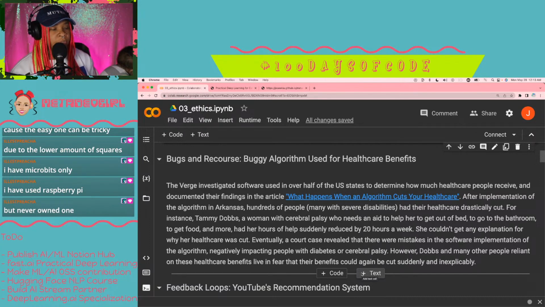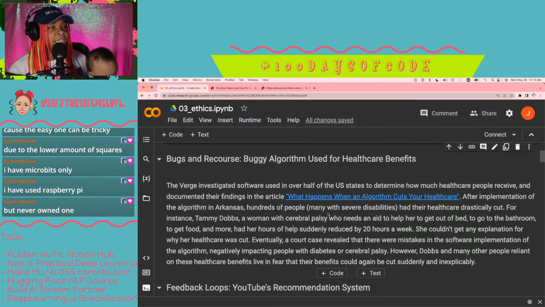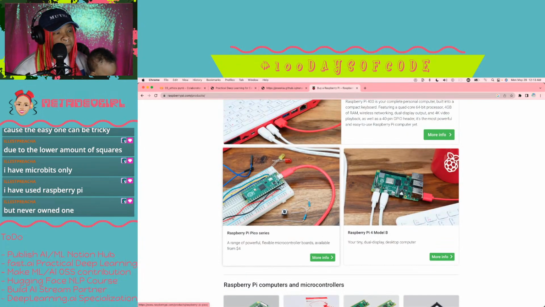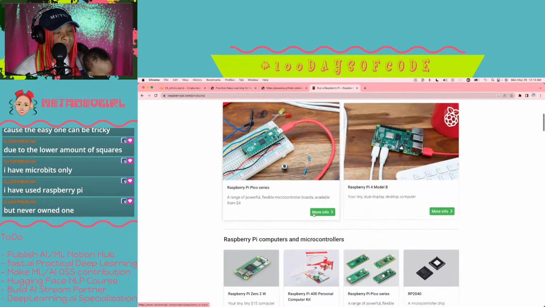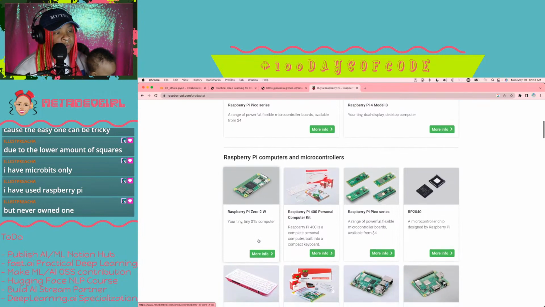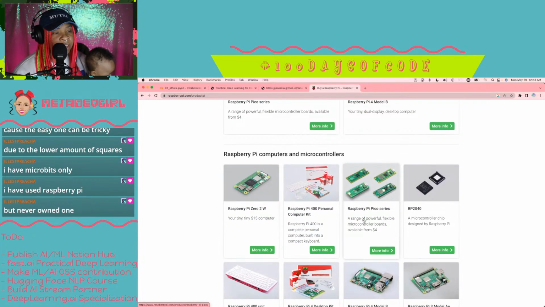Where are you going, boy? But now apparently it's hard to get them because of the chip shortage. That's what I wanted to see real quick. You can get the Zero. They have Zero, Pico. I never used a Pico before.